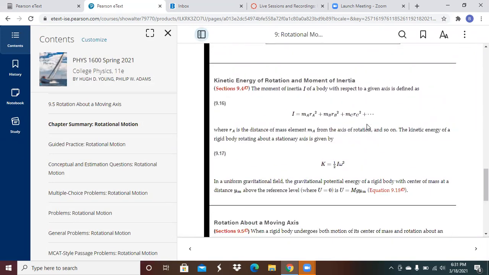So now, kinetic energy, rotation, and moment of inertia. Moment of inertia of a body with respect to a given axis is going to be defined by this. And I'm sure that makes perfect sense on the first reading and you don't have any questions about it. If you do, then you're smarter than I am, because when I went through physics, I never really got the idea of a moment, much less a moment of inertia.